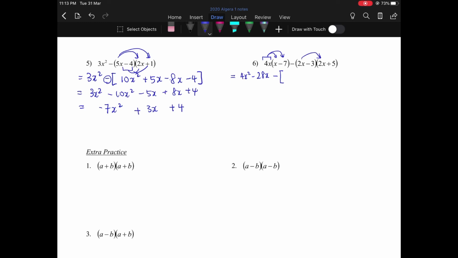So 2x multiplied by 2x, we get 4x squared. 2x times 5 plus 10x. Then distribute -3, we will get -6x minus 15. Next, we have to remove the brackets by distributing this minus sign into the terms inside. So take note of the change of sign.